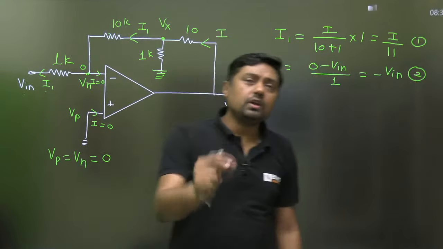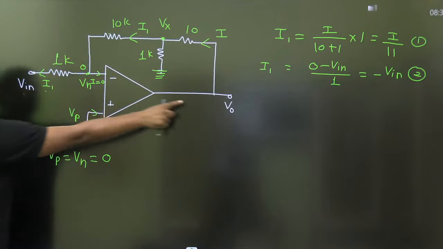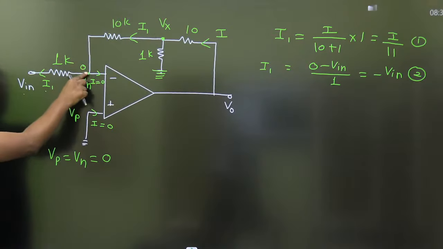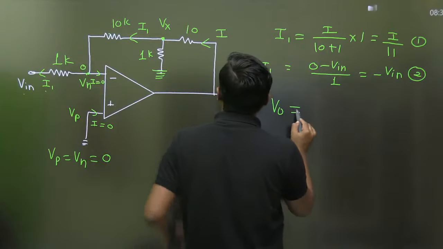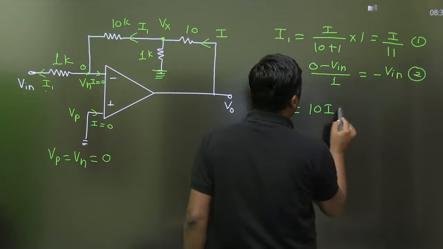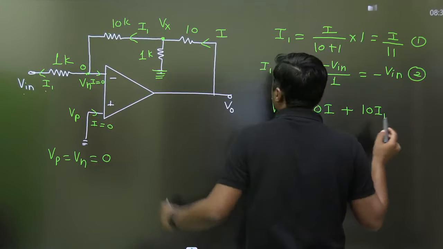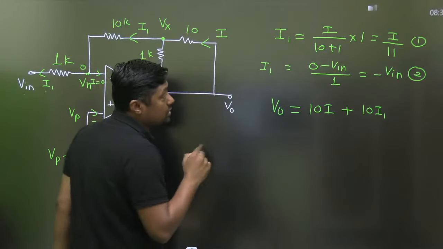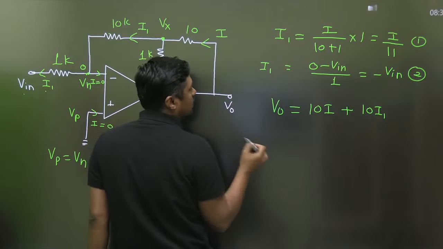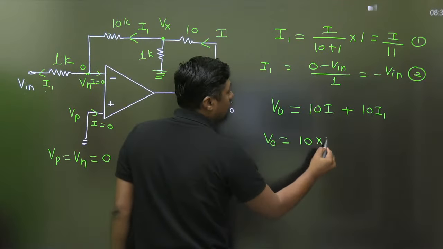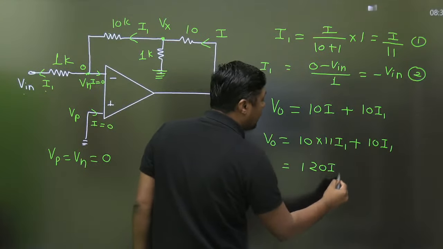Okay. Now very simple. Write down the KVL from this point to this point only, because the voltage at this point is 0. When I am writing the KVL, V0 is equal to 10 times I plus 10 times I1. Vn is equal to 0. Now what is the I? I is equal to 11 times I1. From equation number 1, we can write V0 is 10 into 11 times I1 plus 10 I1. You are going to get 120 times I1, that is the V0.